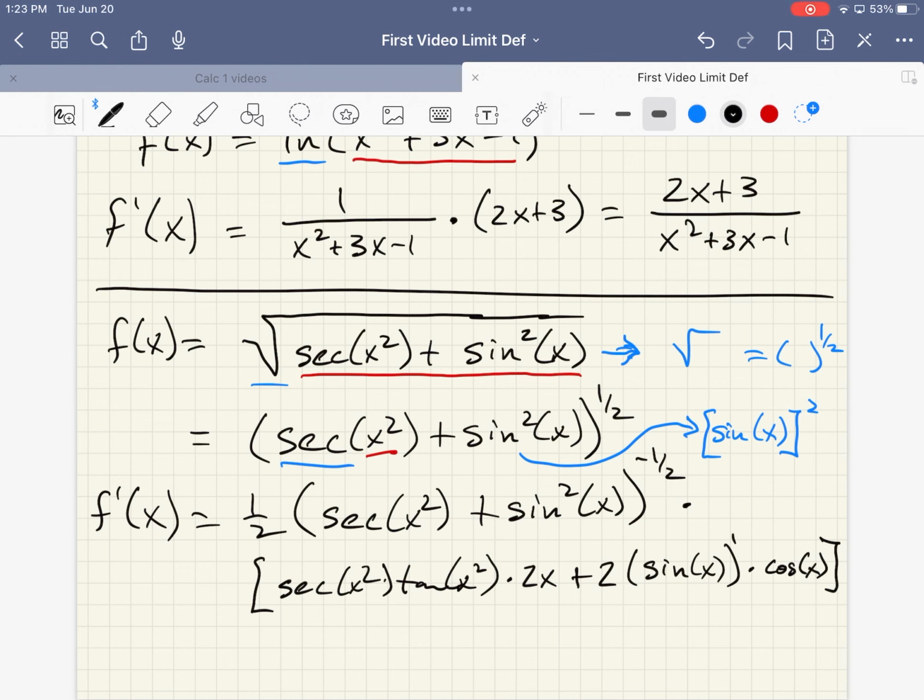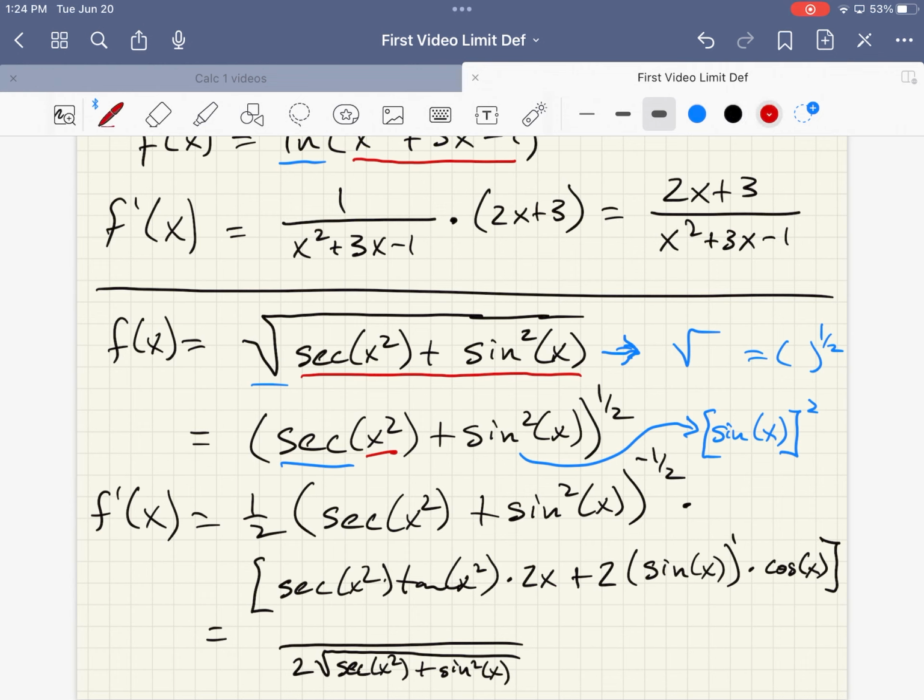So if we were to write this more succinctly, this negative 1/2 puts this in the denominator. So I would have on the bottom a 2 and then radical secant of x squared plus sine squared of x. And on the top, I'd have all this.